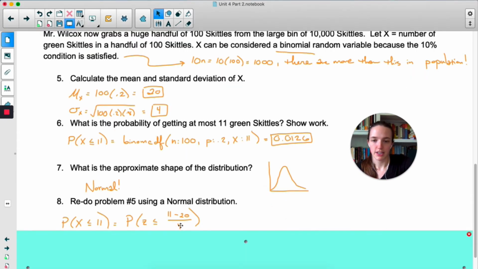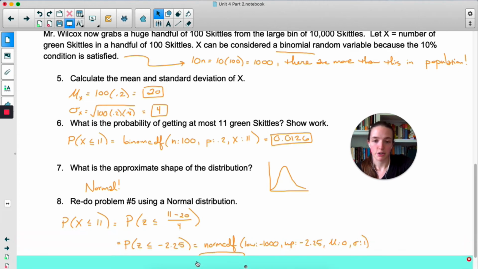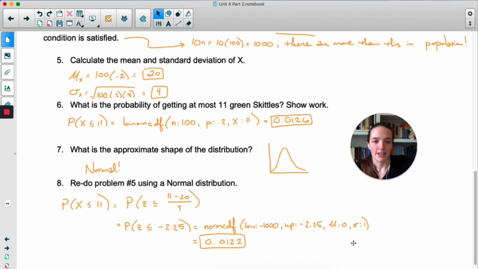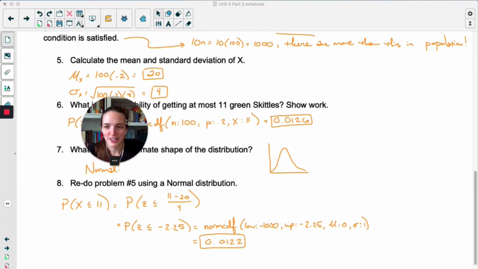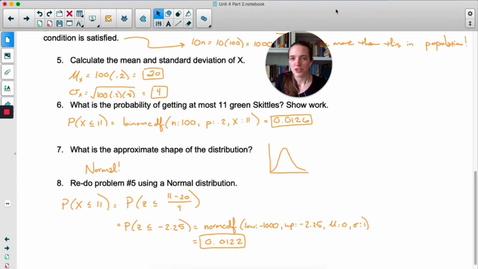Okay, so I used the mean and standard deviation from number 5 to calculate a z-score. Plugged it in norm CDF. We have low, upper. Since I'm using the z-score as the upper, I'm using 0 and 1 for the mean and the standard deviation. Oh my gosh, it's almost exactly the same as number 6. So weird. So the question is, was this just a coincidence? Did this distribution happen to be both binomial and normal, and other binomial distributions are not normal?